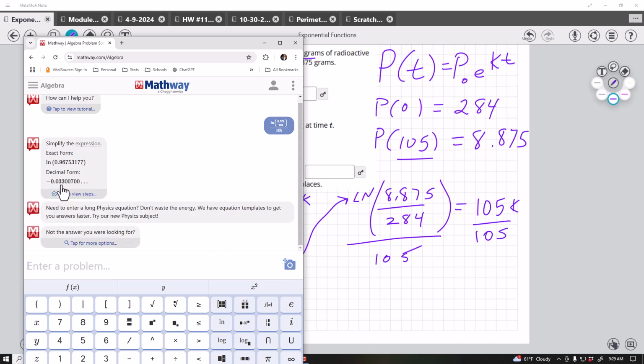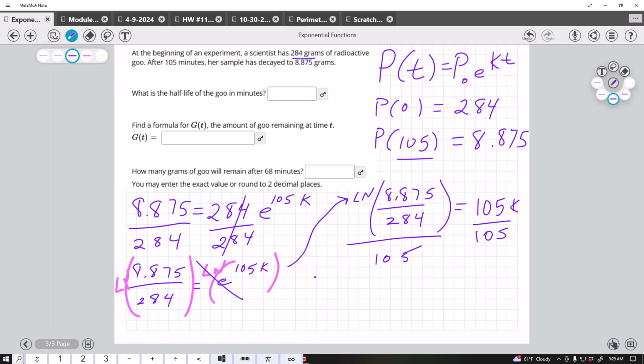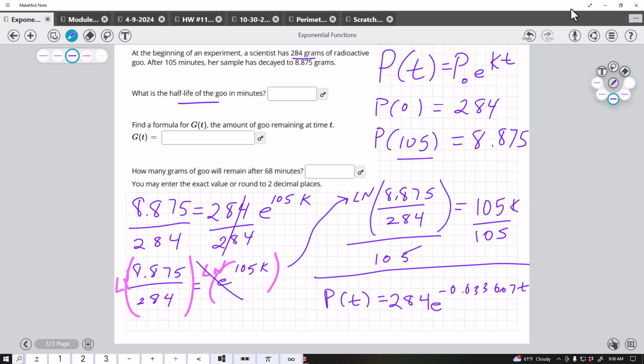So what is that value? That is the actual K value. So now I can actually write my function as P of T equals, my initial doesn't change, 284, e raised to that K value you saw, negative 0.033007t. All right, I'm going to write it on this next page because then we want to find the half-life. This right here is this formula.